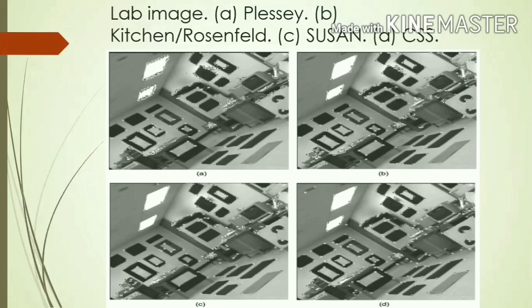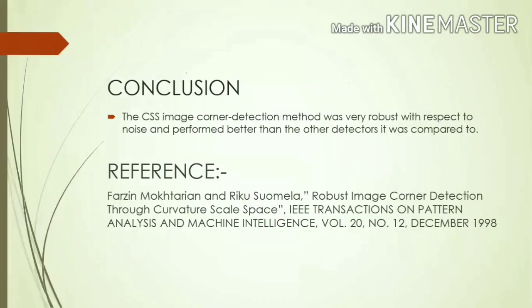So by now we come to the conclusion that the CSS image corner detection method was very robust with respect to noise and performed better than the other detectors it was compared to.